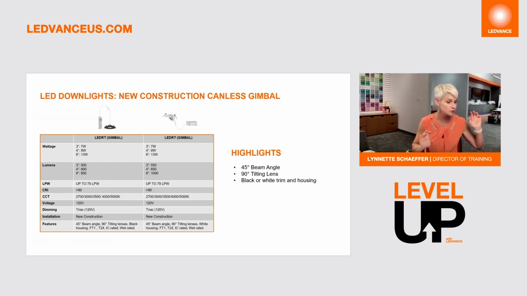Now we're going to switch over to the gimbals. This is still canless style. So with the gimbals, you basically have the option for a black housing or a white housing. You also have a couple of different sizes, 3-inch, 4-inch, and 6-inch. So again, what I mentioned about the gimbal is that it has that adjustable eye. And what's kind of neat about this is a 45-degree beam angle and a 90-degree tilt lens. So that makes it super versatile, no matter what you're trying to light up on the side of your wall. And again, couple different sizes as well as the black or white trim housing too. So that's what's kind of cool about that. Again, I don't have the J box and the driver attached to it, but it's very similar to all the other ones that I've shown you so far.